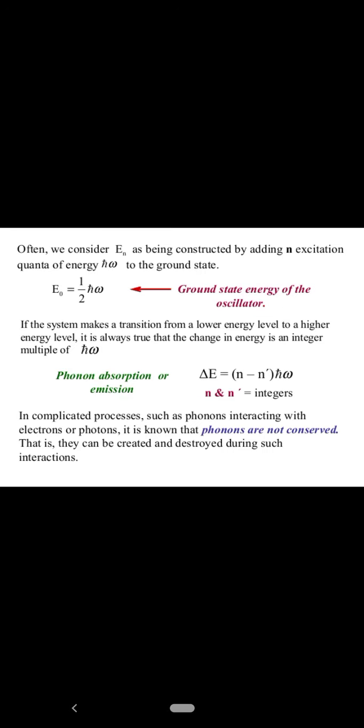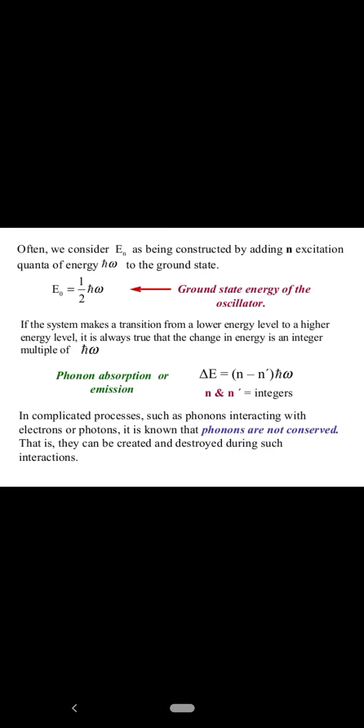The energy is quantized using the following formula. En is equal to (n plus half) h cross omega, where n can have values 0, 1, 2, 3 and so on. If we draw the energy level diagram, then all the energy levels are equally spaced, and the difference between any two conjugate energy levels is equal to h cross omega.